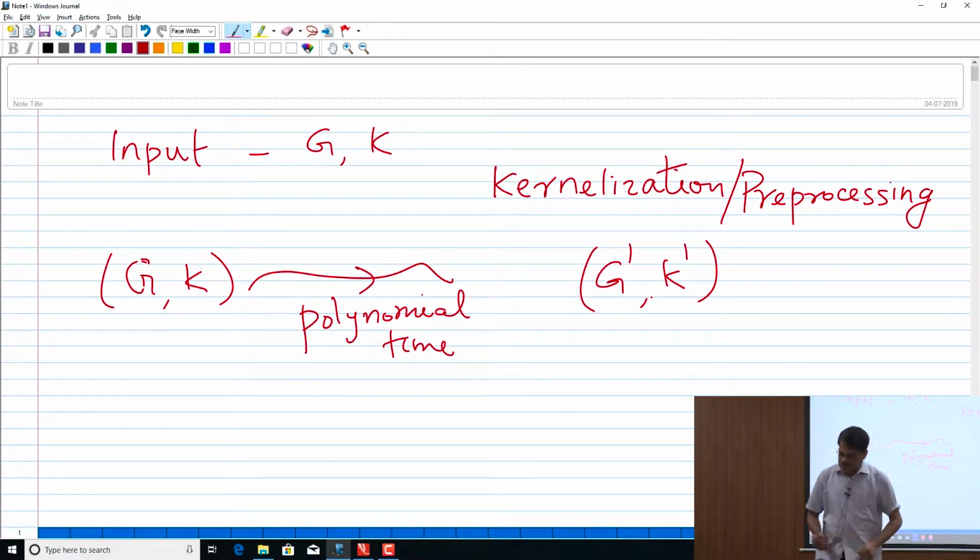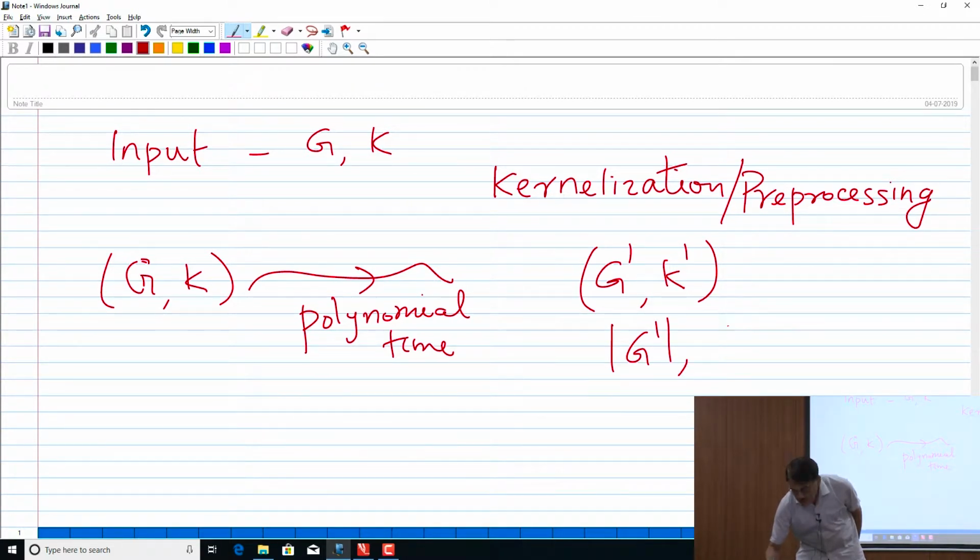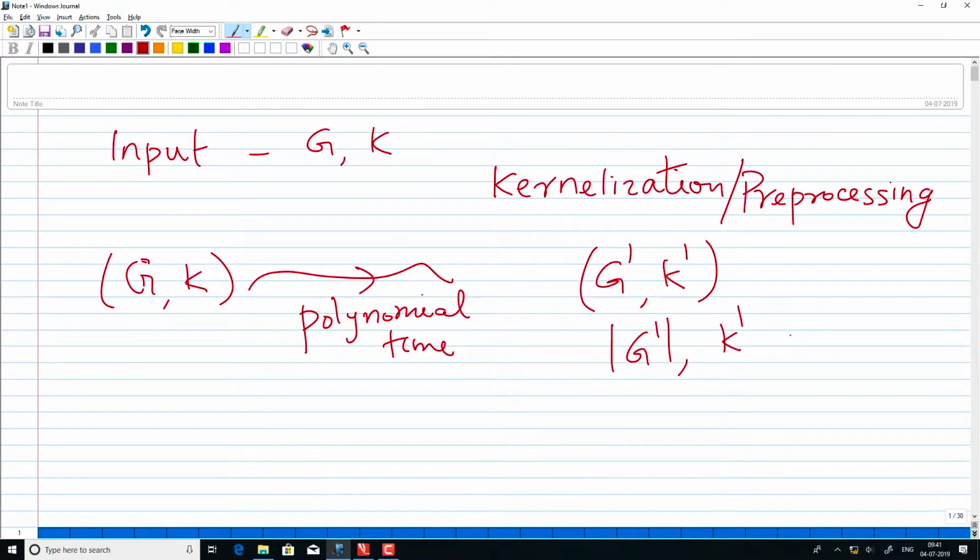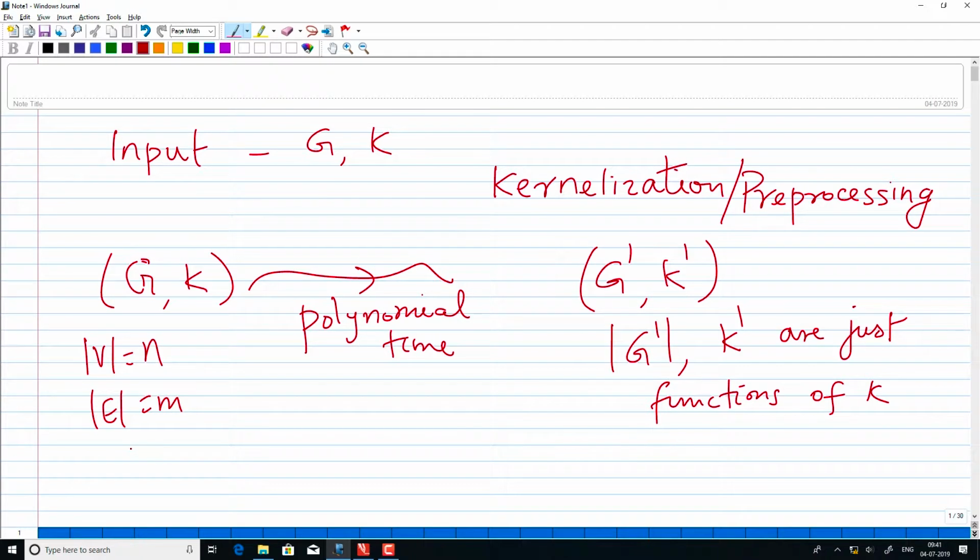But the key thing is that the size of G prime and k prime are just functions of k. Meaning, the original has some V, let's say there are n vertices, and then some E, there are m edges, and then there is this parameter k.